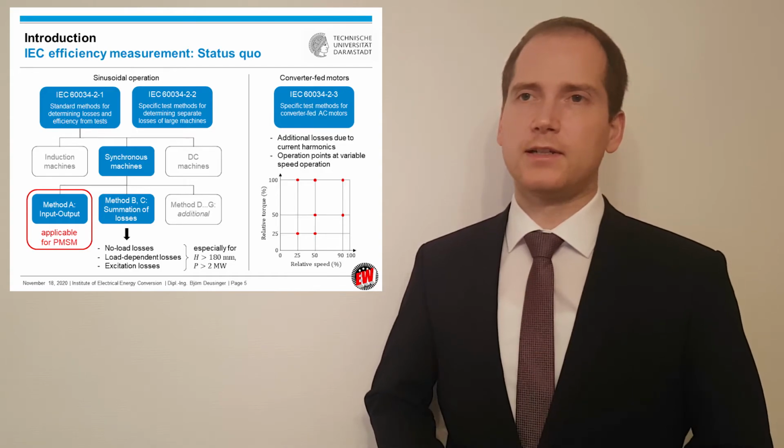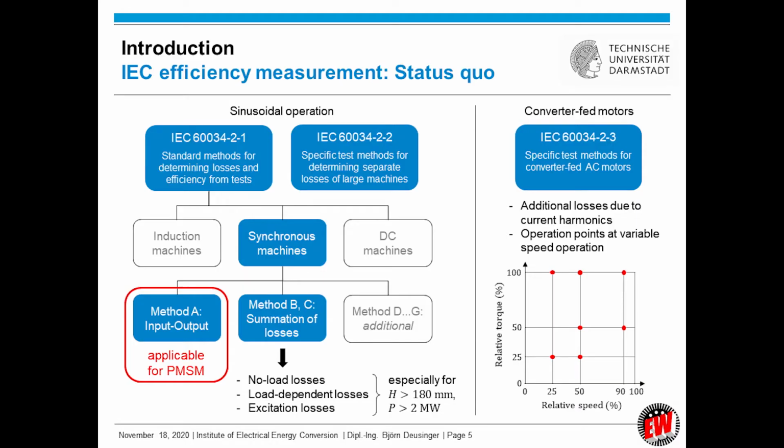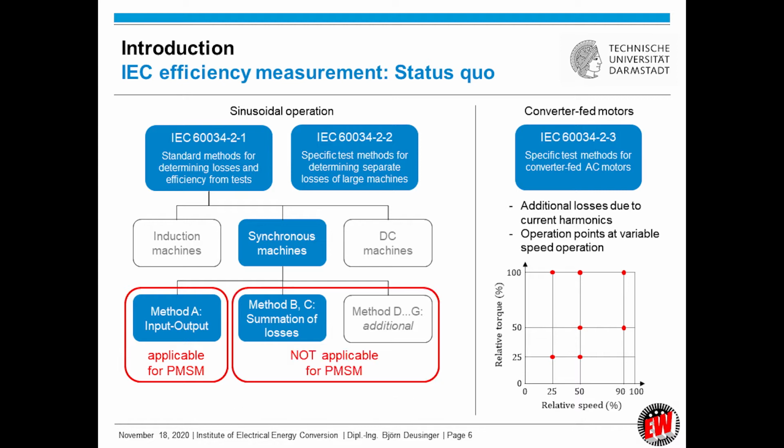Therefore, currently the permanent magnet synchronous machine only allows the direct procedure of efficiency determination, while the other methods cannot be used. But due to the increasing number of large permanent magnet synchronous machines, an indirect procedure would be useful as well.